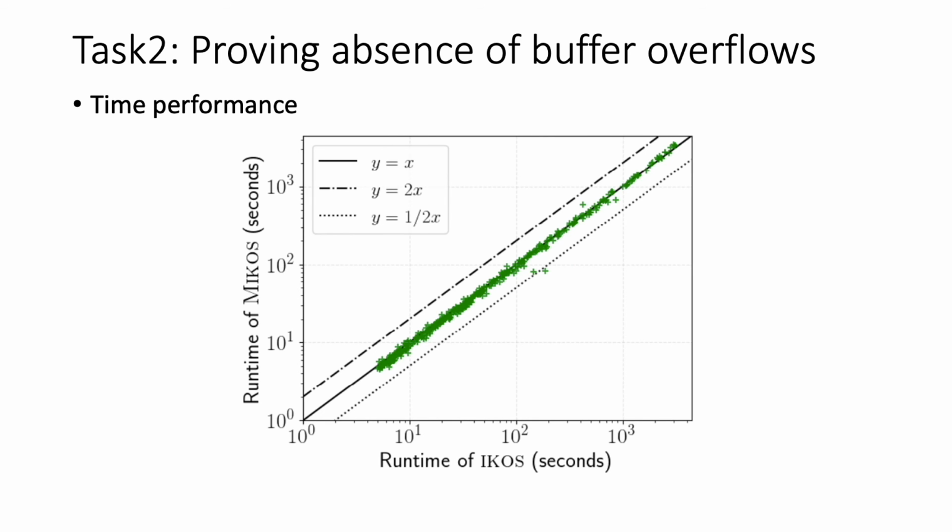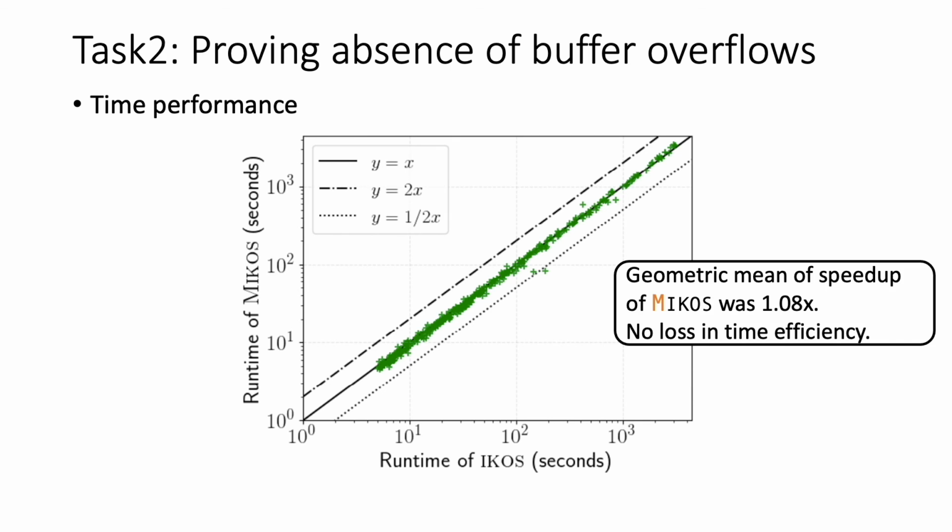This shows the runtime performance result for task 2. For task 2, the geometric mean of speedup was 1.08x. Again, there was essentially no loss in time efficiency.